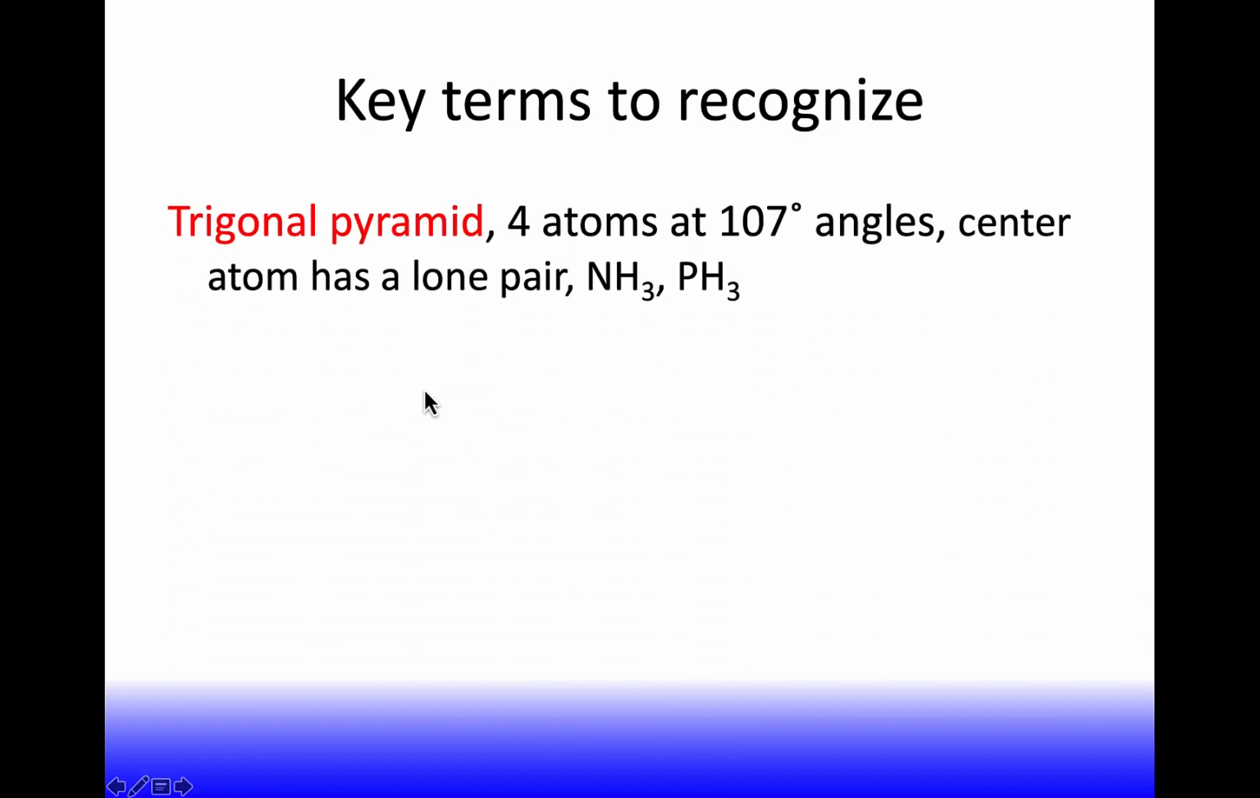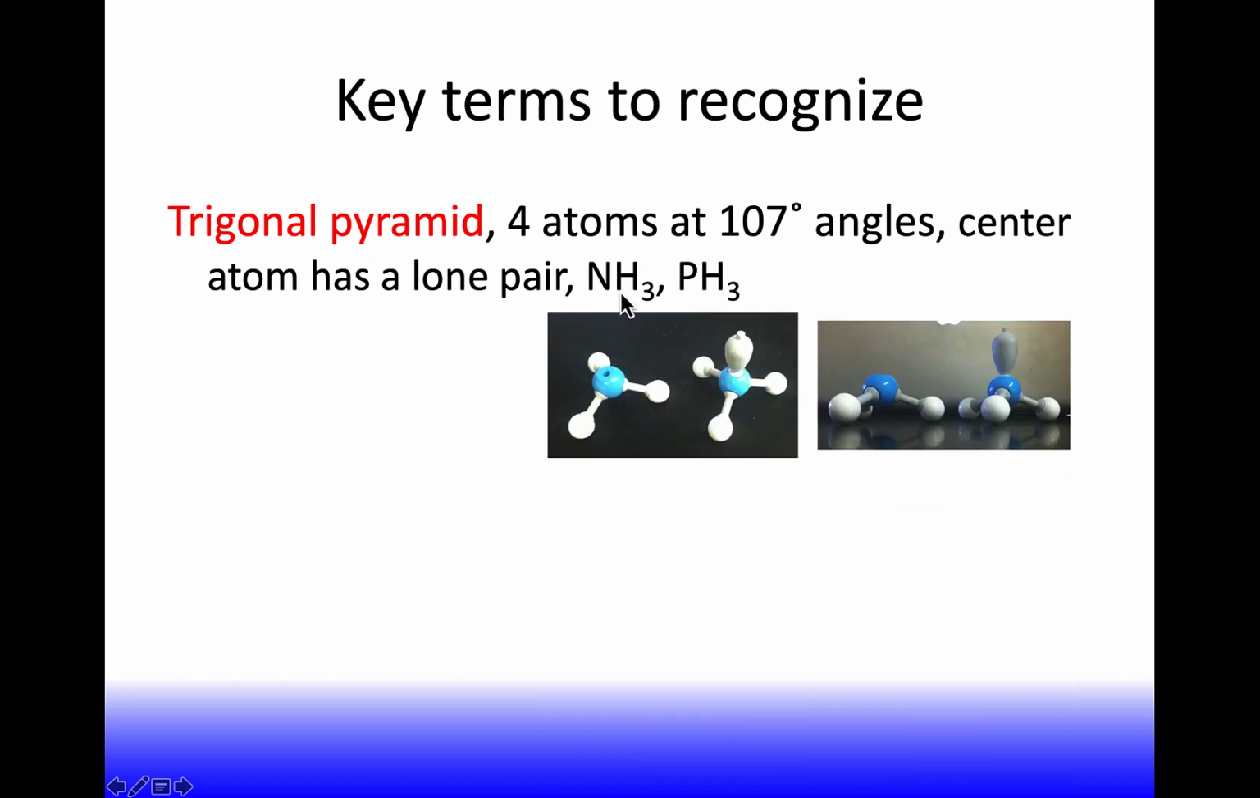Okay, trigonal pyramid is the next one. This time there's only 4 atoms, okay? The bond angles are 107 degrees. The center atom has 1 lone pair. Examples would be PH3 or NH3. NH3 is ammonia, PH3 is phosphine.